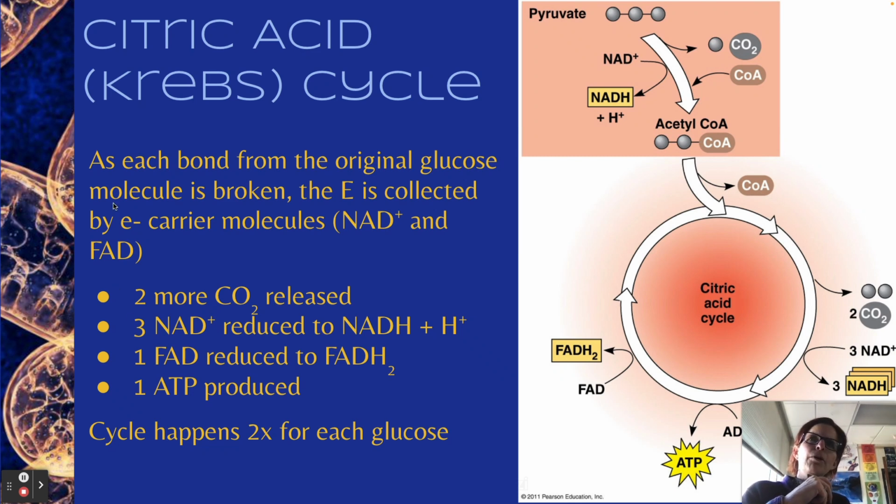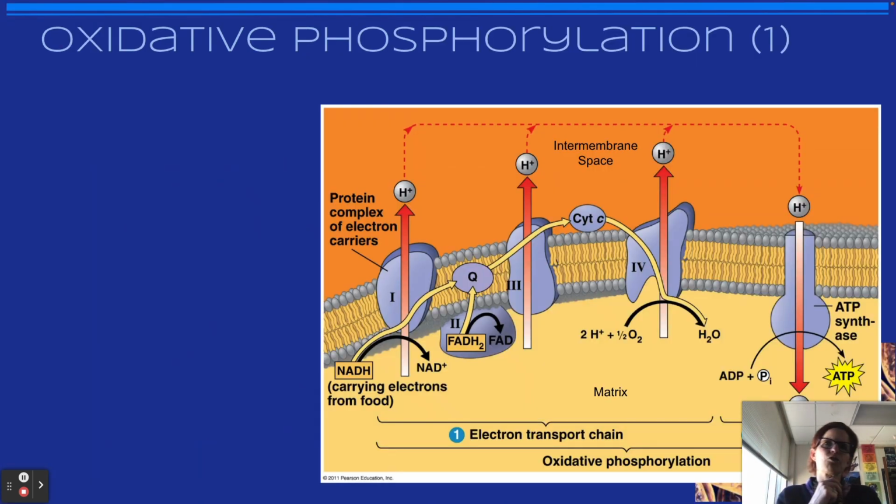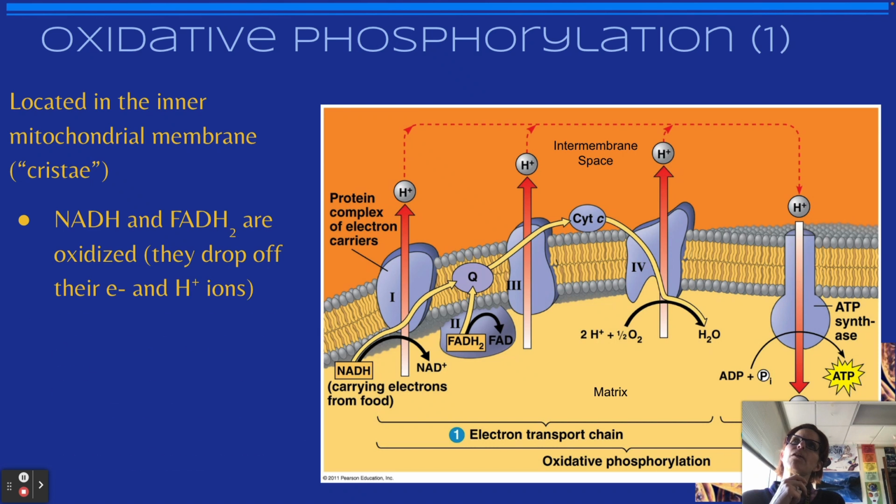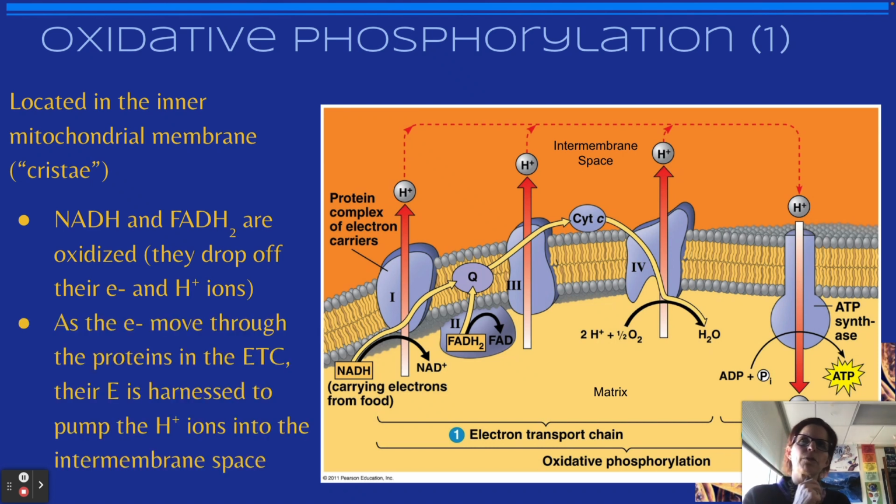So the purpose of this cycle is to be making NADHs and FADH2s. That's the purpose of this cycle. They're collecting hydrogens and electrons, and they're going to drop those hydrogens and electrons off here at the electron transport chain. So what your eyes should see, you don't need to memorize, but what your eyes should see: NADH drops off its electrons earlier than FADH2 does.